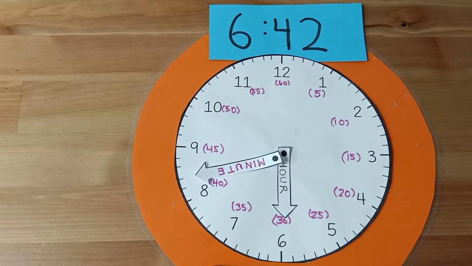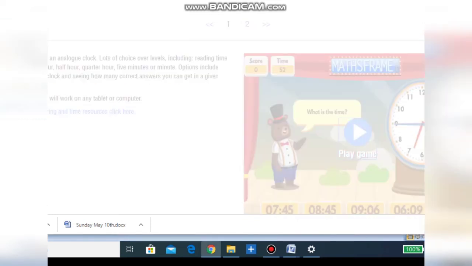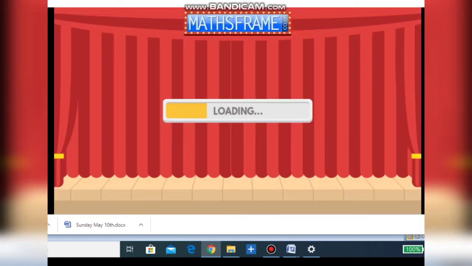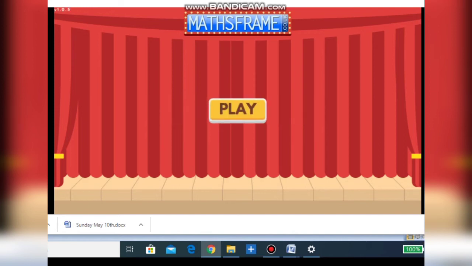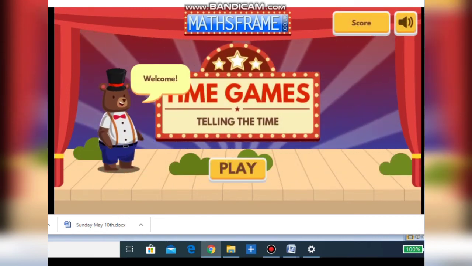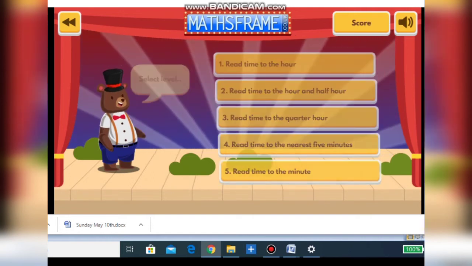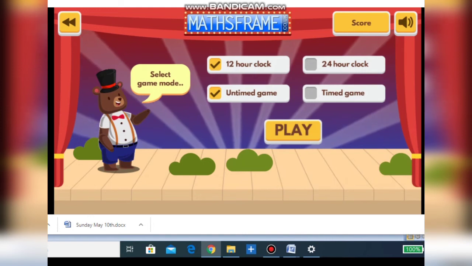Okay, here we are at the link for today's game that we're going to play. So we click play first. We wait for it to load. And it's coming up. It's loading. Then we're going to need to press play again here. And we press play again. And we choose number 5, read time to the minute. We want an untimed game, and to press play again.